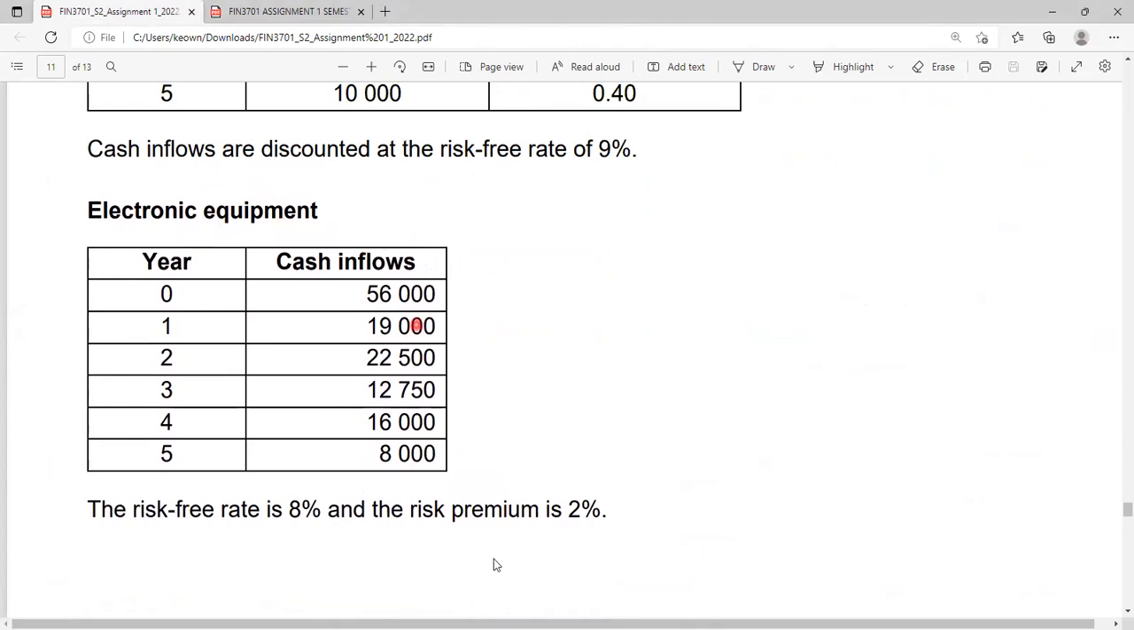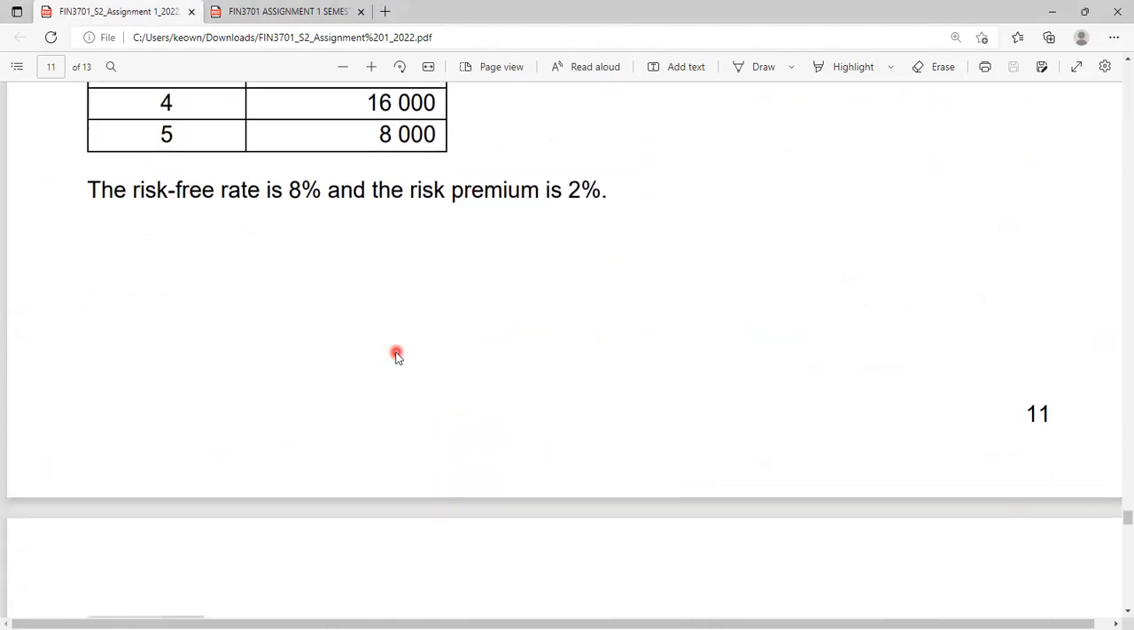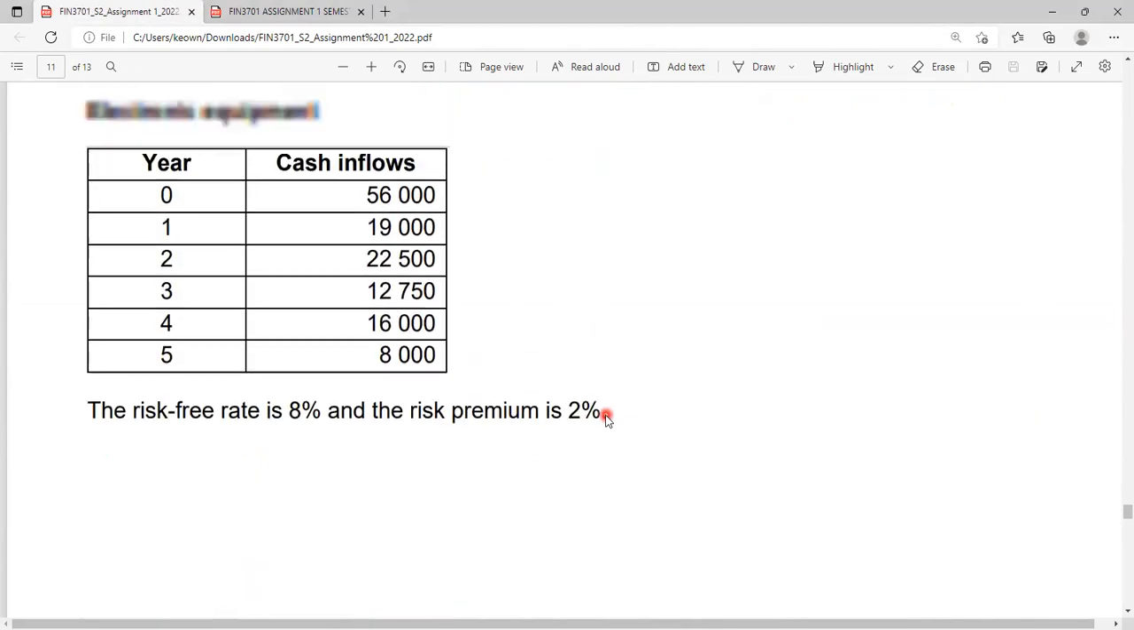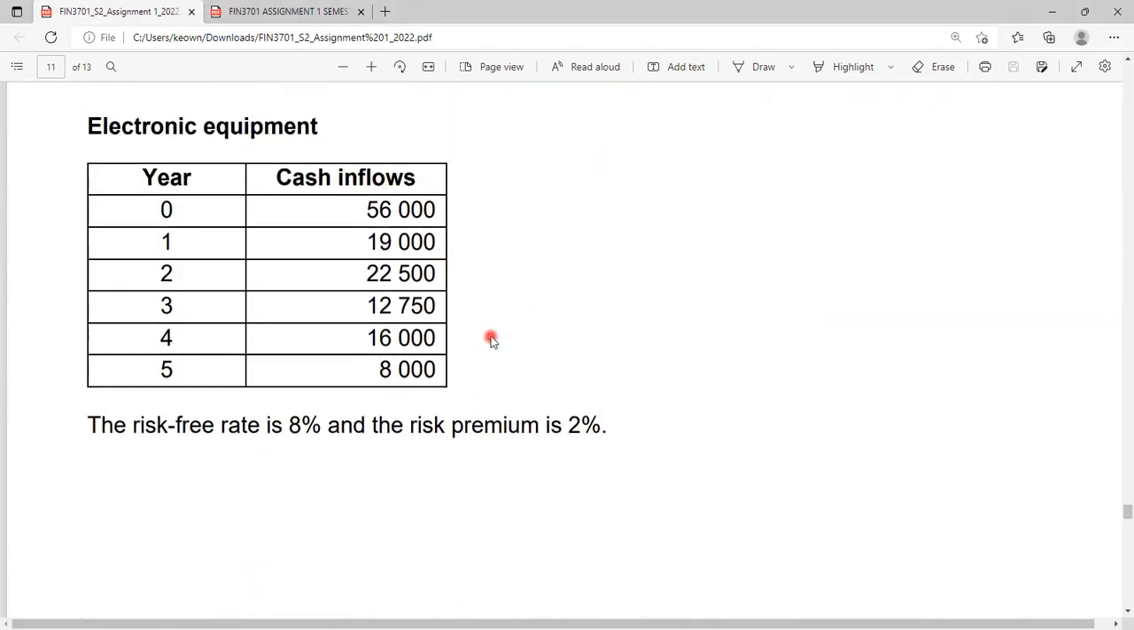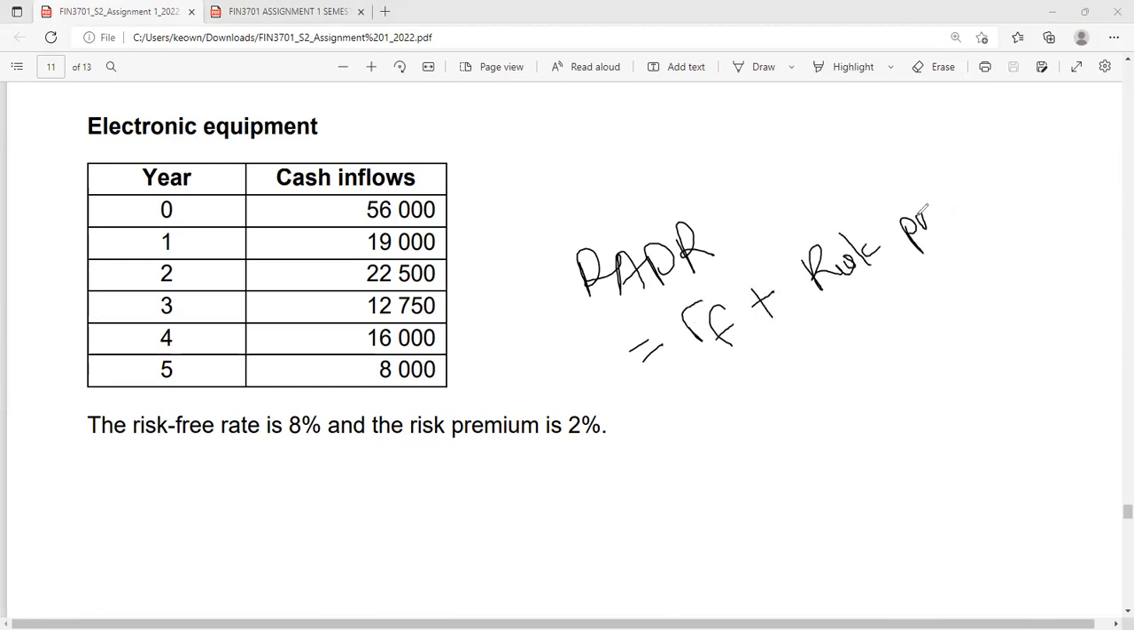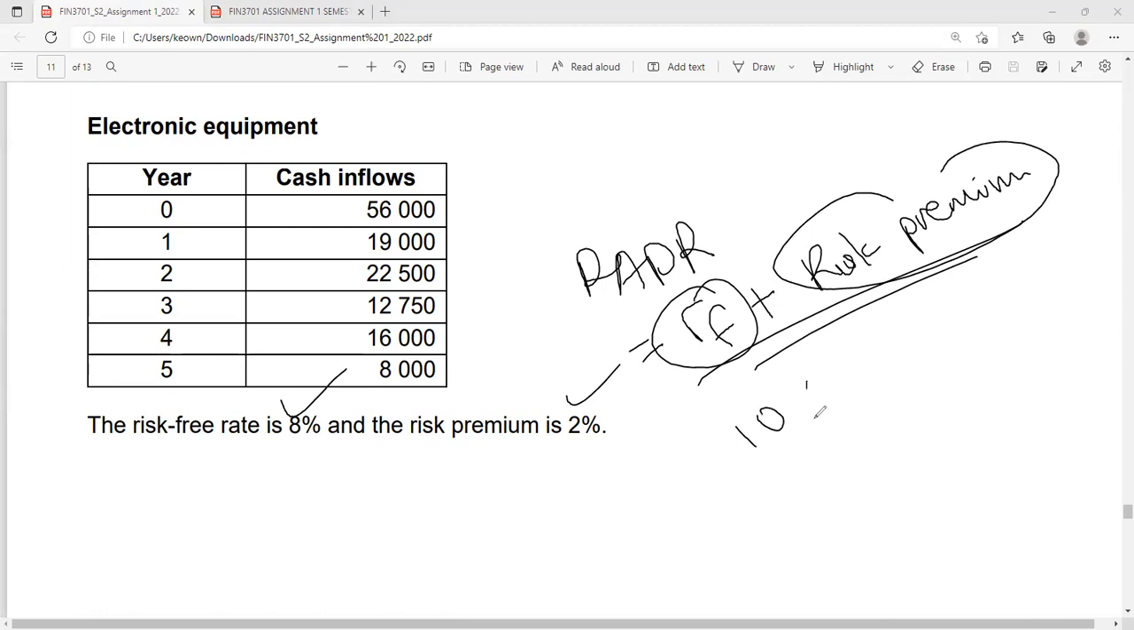Then lastly, electronic equipment. Electronic equipment is a bit straightforward. We've just been given the risky cash flows. We haven't been given the certainty equivalents here, but again, we take the 56,000 as a negative, and then we calculate our risk-adjusted discount rate by taking the risk-free rate plus the risk premium. So we take the risk-free rate, which is 8%, plus the risk premium, which is 2%. So our risk-adjusted discount rate is 10%. Given the uncertainty associated with these future cash flows, the appropriate discount rate is 10%.